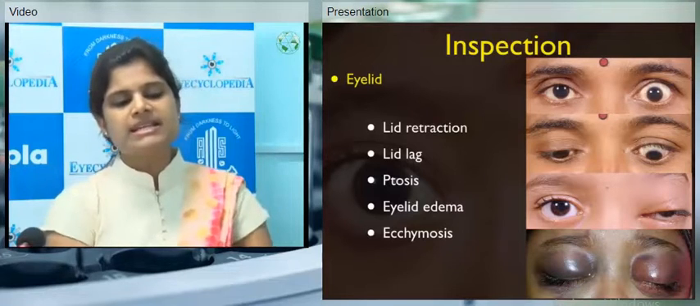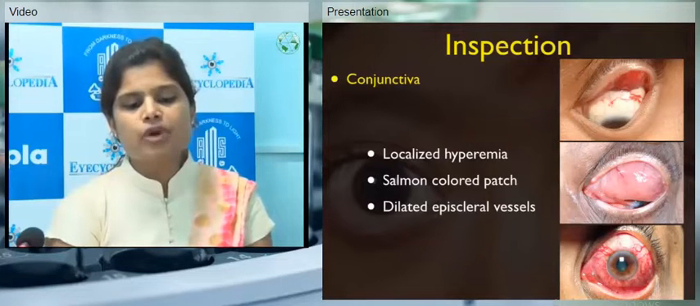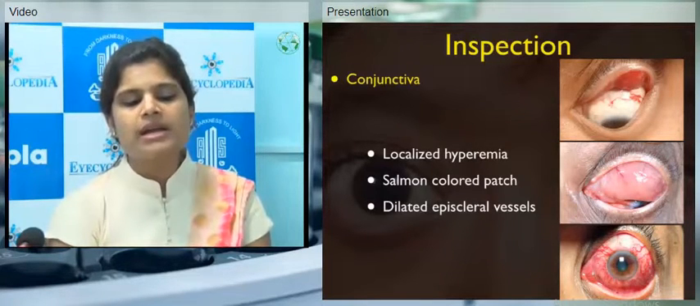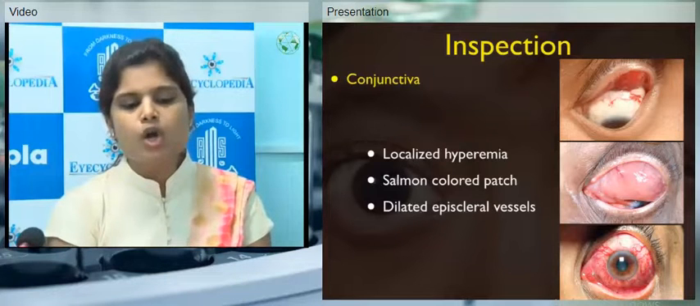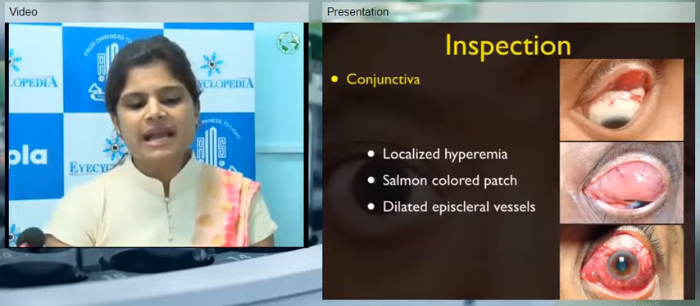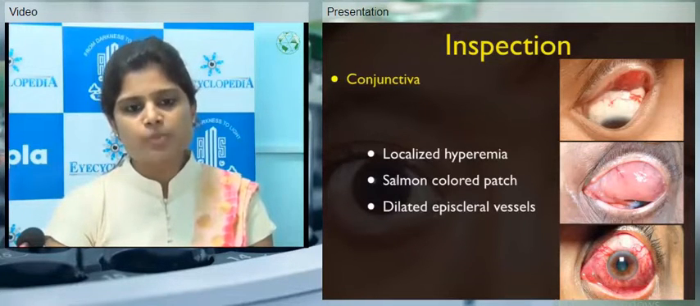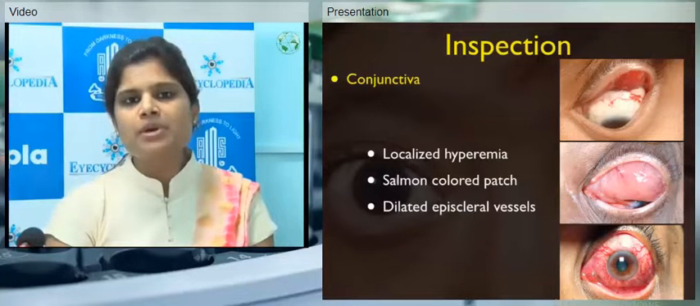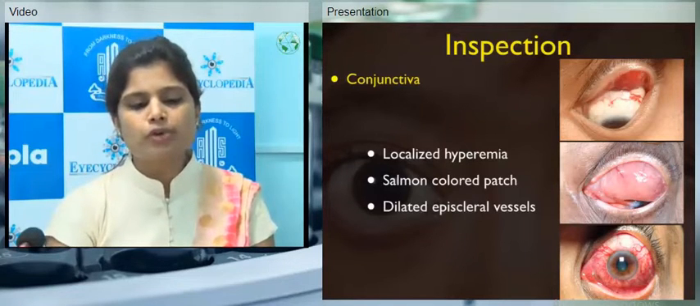Moving to the next step, that is inspection of the conjunctiva. Whenever you inspect the conjunctiva, the certain things that you have to see in case of proptosis are if there is presence of any localized hyperemia, if the patient has a salmon colored patch in the conjunctiva, or if the patient has dilated episcleral vessels. As you can see in the first picture, here the patient has localized hyperemia which is present in the superior quadrant. Here it gives you a clue. So if the patient has proptosis and localized hyperemia in one particular quadrant, it indicates that the lesion is present in that quadrant. So that clue you can get.